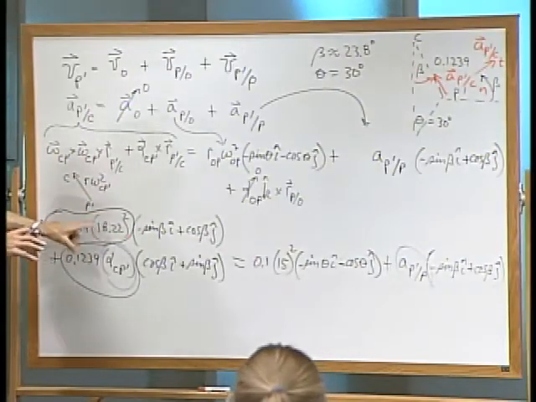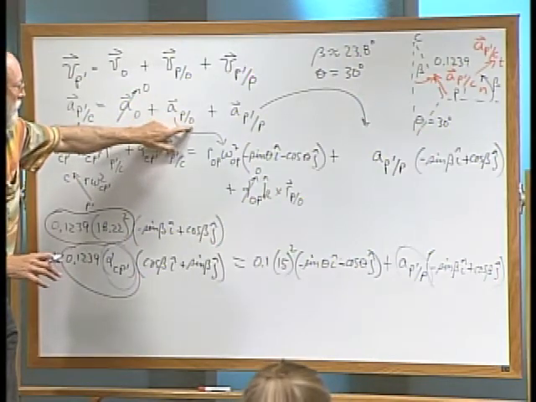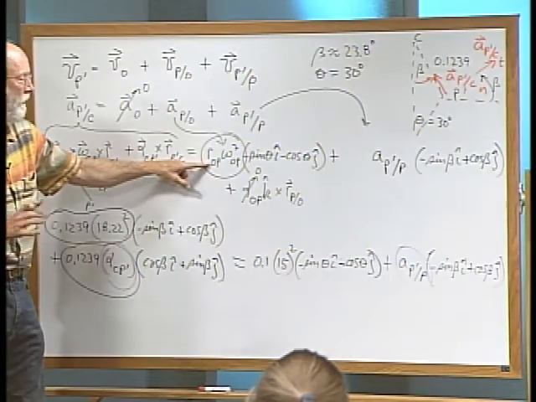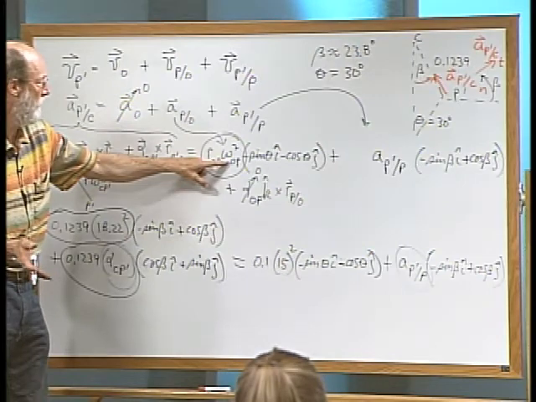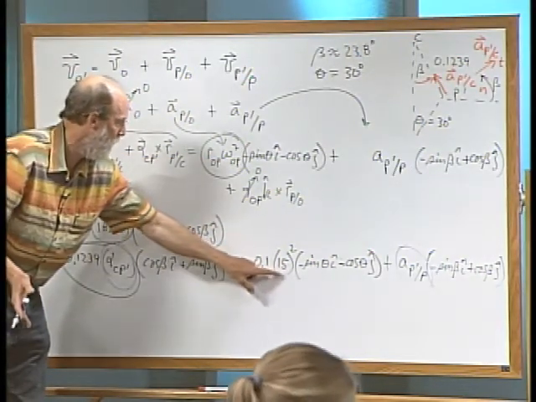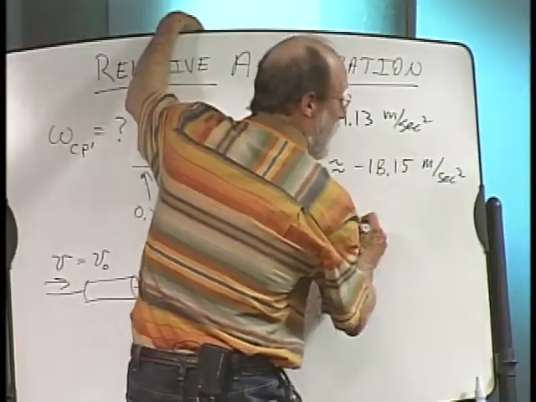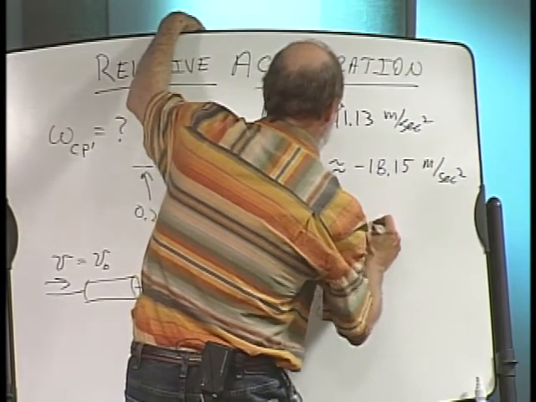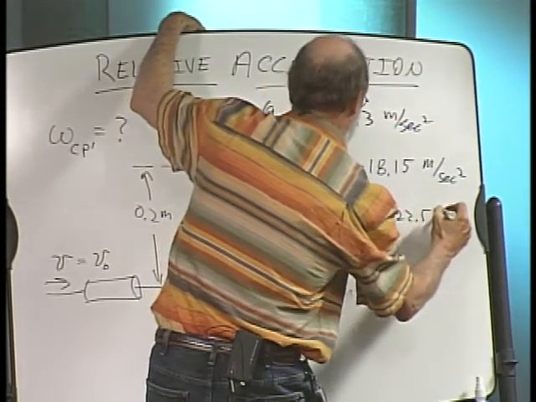Now, we got those two on the left side. Acceleration of P relative to O. What's this? Distance OP is a tenth, and our omega OP was 15, wasn't it? So here we are, 22.5. Okay, so that's the acceleration of P relative to O, and that was 22.5. Is that right?